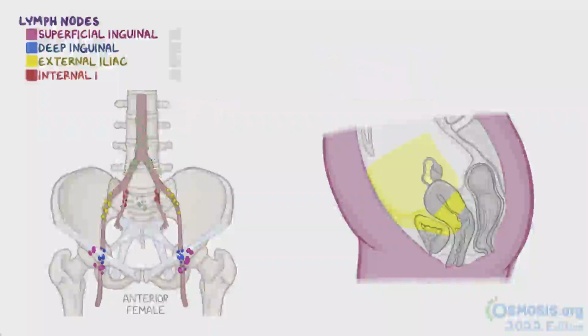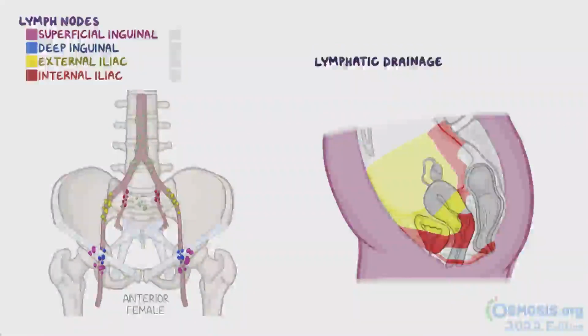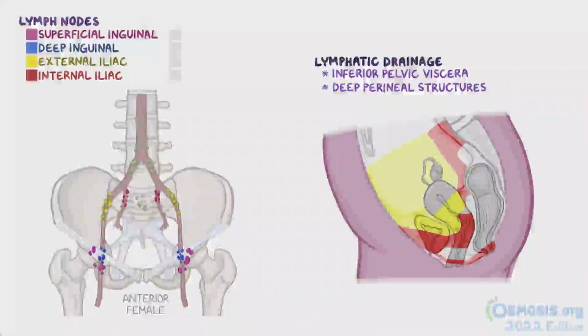Next are the internal iliac lymph nodes, which lie along the anterior and posterior divisions of the internal iliac artery. They drain lymph from inferior pelvic viscera and deep perineal structures, such as the prostate, cervix, and proximal vagina. Then, the internal iliac lymph nodes drain into the common iliac lymph nodes, just like the external iliac lymph nodes.